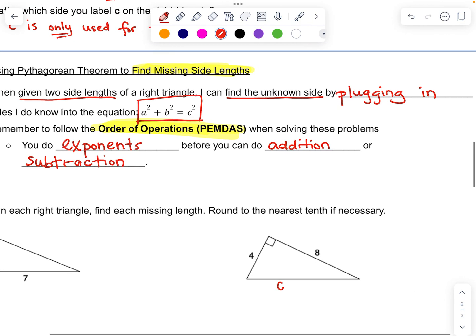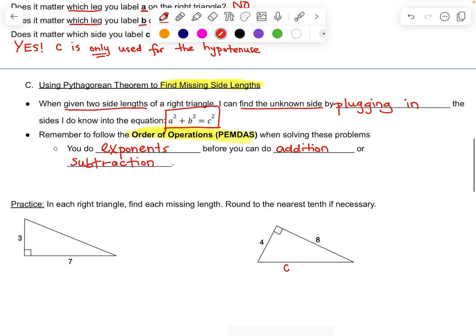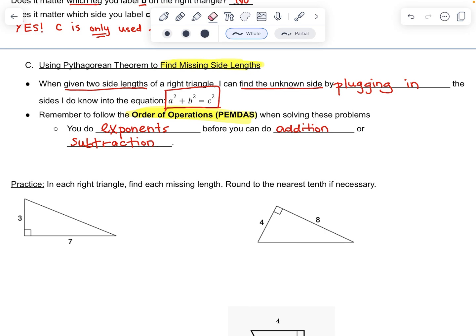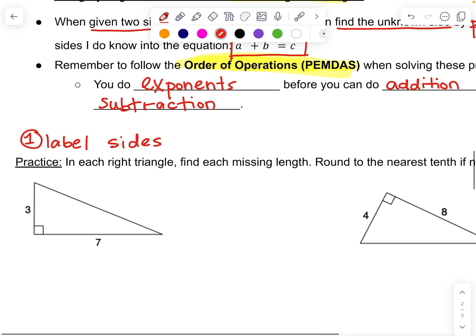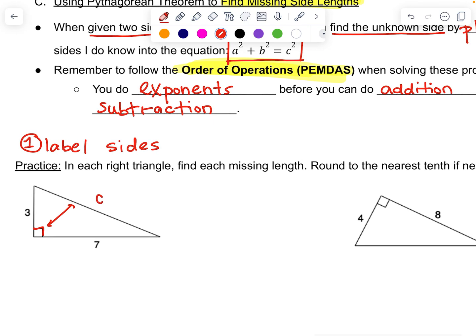So we're going to practice. We're going to walk through a couple problems together here. So again, first thing I do, step 1, label sides. Okay. Well, here's my right angle. Across from it I have my hypotenuse. And we're going to use C for hypotenuse always. And that means I can call the other sides A and B in any order.